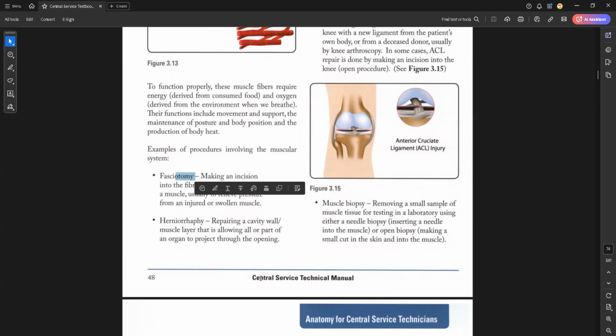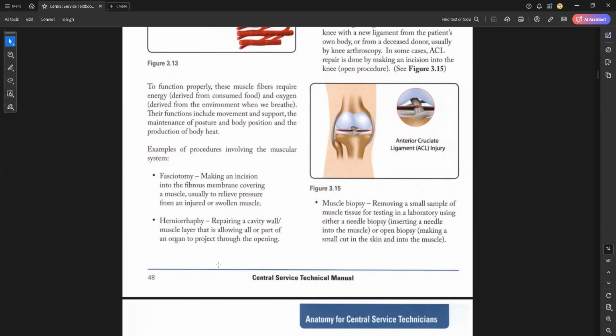So right now you see that this is a medical term combining root and suffix. There is no prefix over here. This is the reason I said that there is no medical terminology without a root, but you can have a medical term with a root and suffix, or root and prefix. You can never have prefix and suffix alone. Never. This is a very good example. Fasciotomy means to make an incision into the fibrous membrane covering a muscle, usually to relieve pressure from the injured swollen muscle.